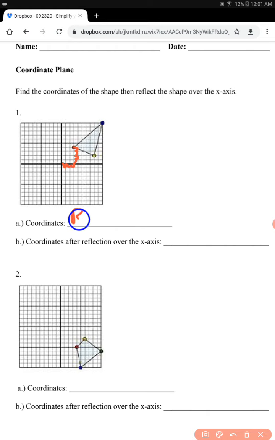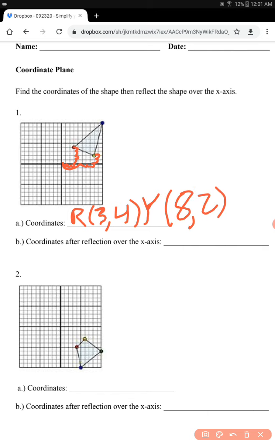So for point red, the x value would be 3 and the y value would be 4. For point yellow, it goes 5, 1, 2, 3, and then 2 up, so 8. 5 plus 3 equals 8, then 2 up. And for point blue, each of these are 5, so 5, 10, then 5, 10. So B is 10, 10.